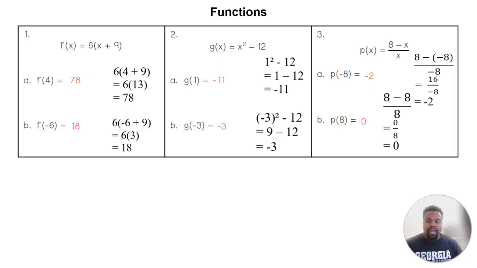When it comes to evaluating your function, just take the value that's given, and you substitute it for everywhere you see your variable in your function to solve to get your output. So I hope this helps with our understanding of functions.